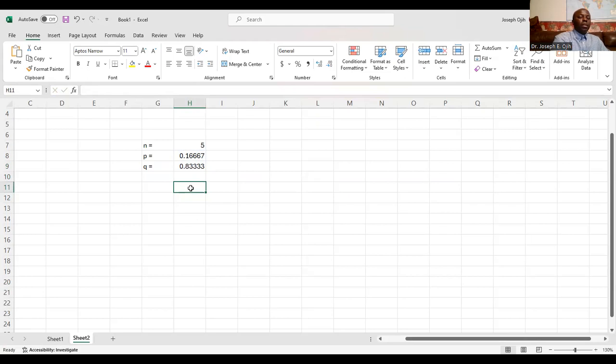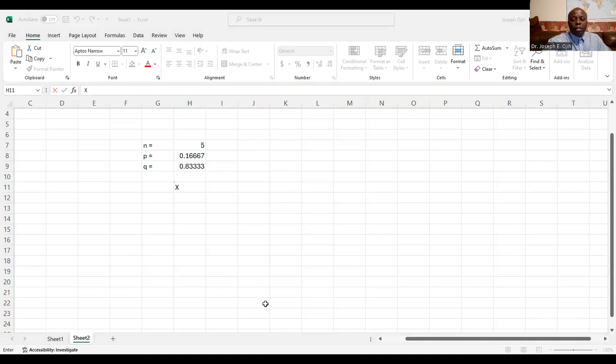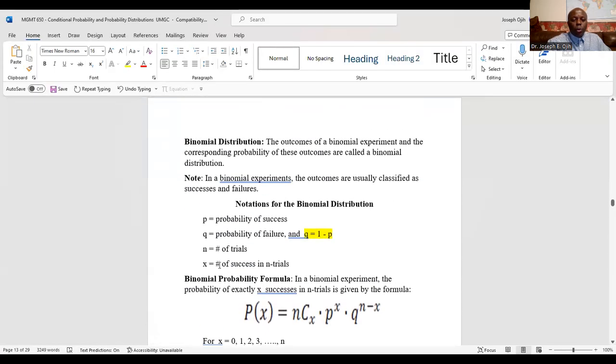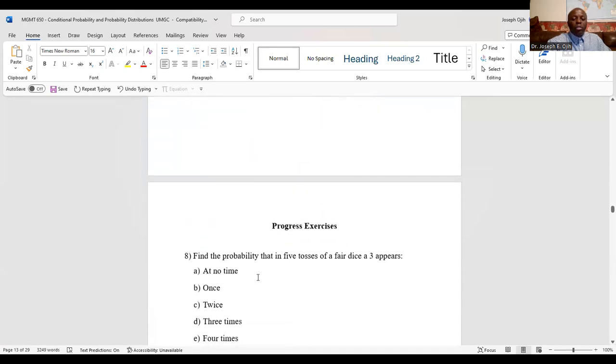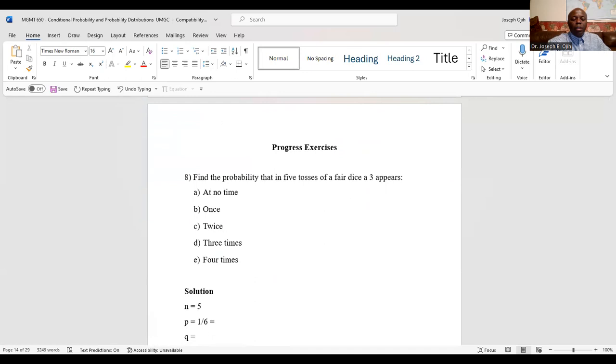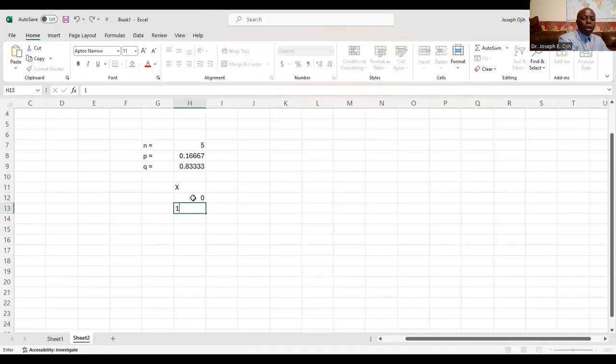So we have our X. When I say X, it represents the number of successes in n trials. He said that it was tossed 5 times. So we are looking for the probability that a trait occurs at no time, once, twice, 3 times, 4 times. So we have it in this form: 0, 1, 2, 3, 4, 5.